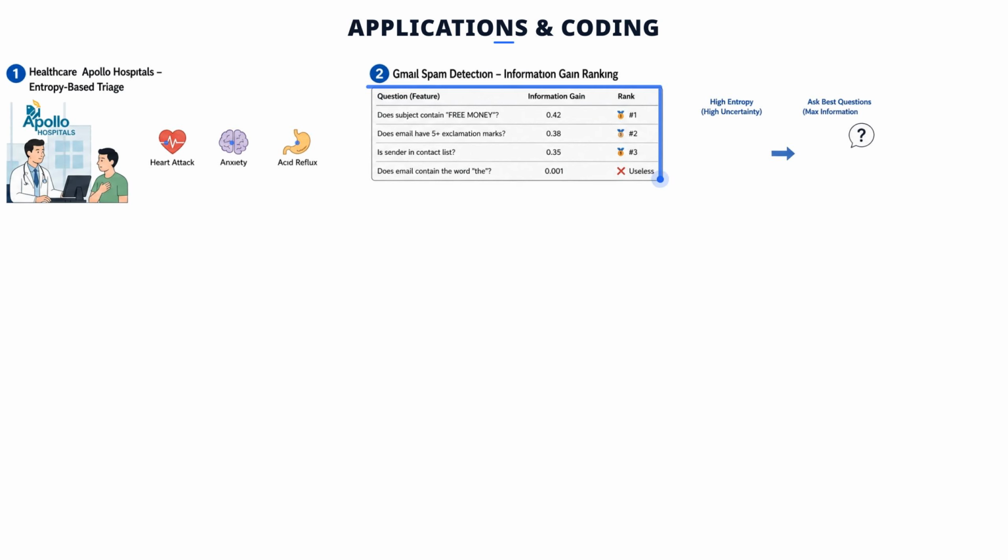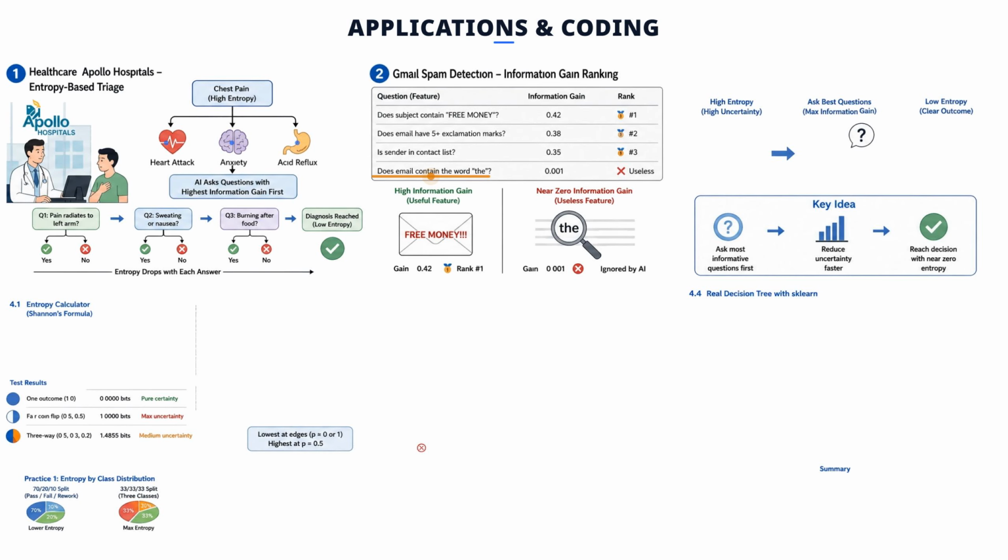Looking at the information gain ranking table, we see features ranked by how much uncertainty they remove. The question asking if the subject contains free money is an excellent predictor. It has a high information gain of 0.42, ranking it number 1. However, down at the bottom, the question asking if the email contains the word the has a tiny gain of 0.001. Because the word the appears equally in almost all emails, spam or not, it reduces almost zero uncertainty. It is completely ignored by the AI.